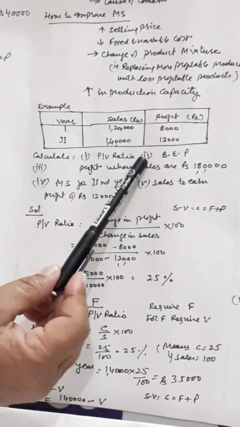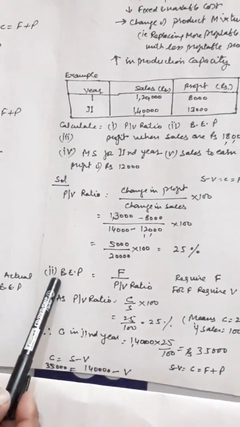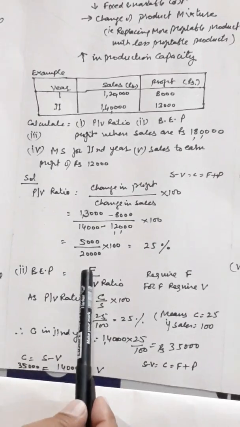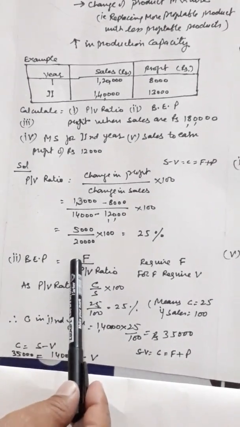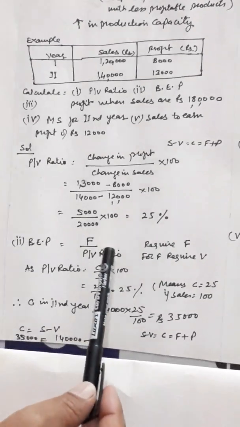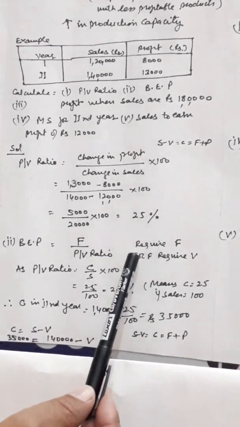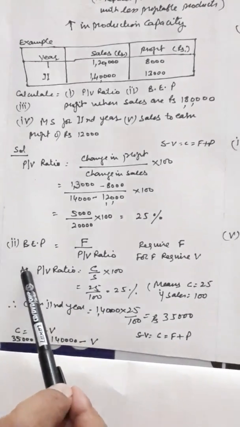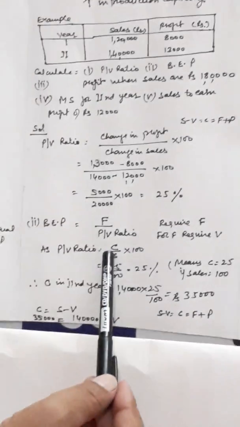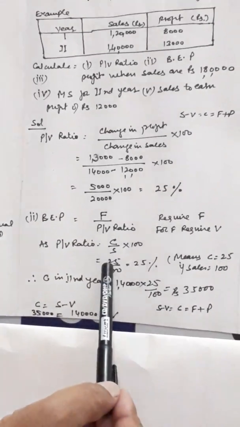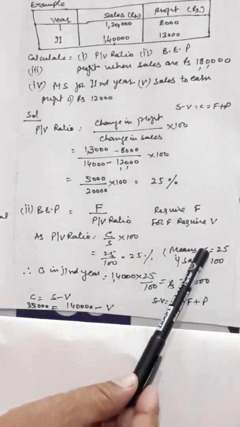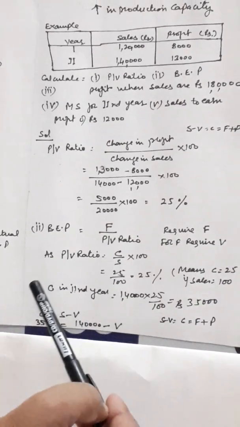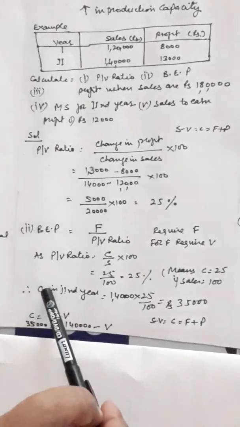In the second step, we are to calculate break-even point. We will write down the formula: break-even point is fixed cost upon PV ratio. Here, fixed cost is not given. Then we are first to calculate fixed cost. We require fixed cost in order to calculate break-even point. As we have just calculated, PV ratio is equal to C upon S multiplied by 100. It is 25%. It means contribution is 25 rupees when sales are 100 rupees.